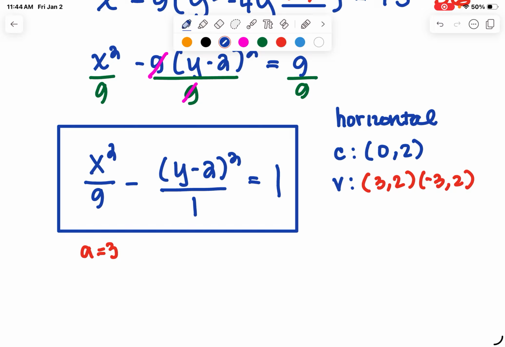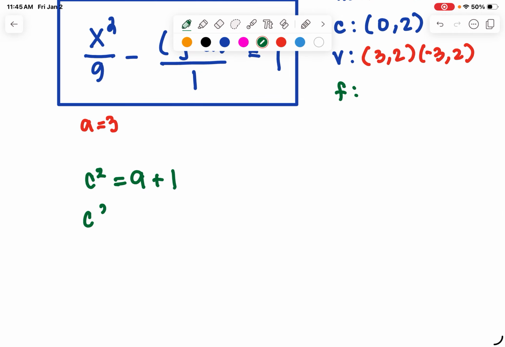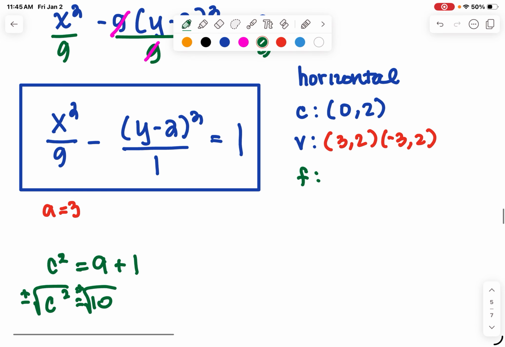For my co-vertices, there are no such thing, right? So I'm not finding those. I do, however, need to find foci. All right, my foci are c units from my center, where c squared is equal to a squared plus b squared. So c squared is equal to 10, square root, plus or minus. So I am going horizontally, positive and negative root 10 units from my center. So that's from 0. So I'm going to say plus or minus root 10, comma 2.